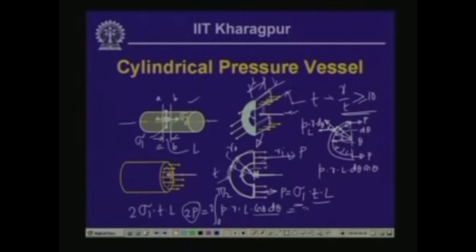So this is equal to twice P R L. Now if we equate these two, L gets cancelled. So we have sigma 1 equals P times R by T. Now, sigma 1 is called the circumferential stress, as it is acting along the circumference of the cylinder, or sometimes we call this the hoop stress. So circumferential stress or the hoop stress is equal to P R by T.